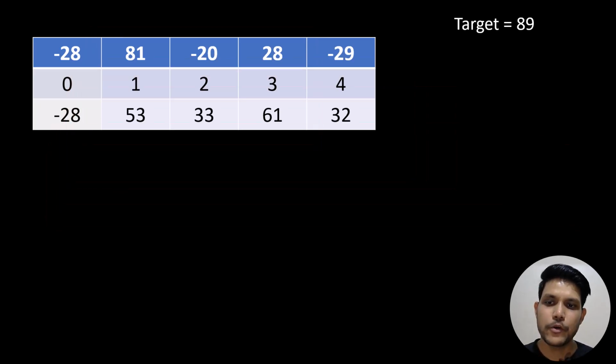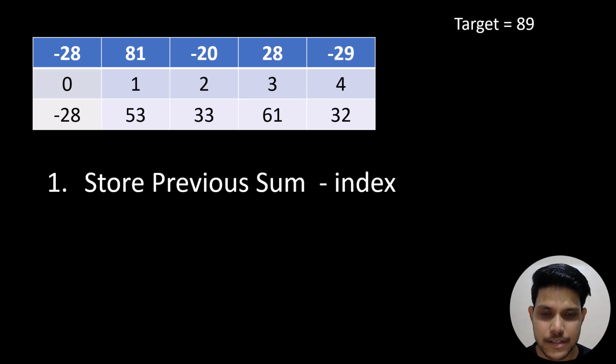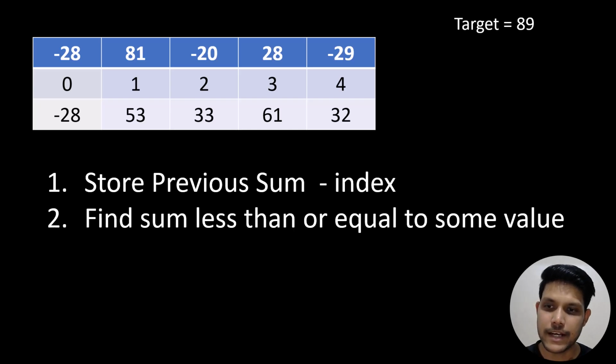So what we were doing, we were storing the previous sum and the index. There were 2 values that we need to take care of, that we were using continuously. We are using the previous sum, and we are using the index. So we need to store these 2 values. And as you can see, there has to be a relationship between those 2. Now the second step that we were doing, we need to find the sum which is less than or equal to some value.